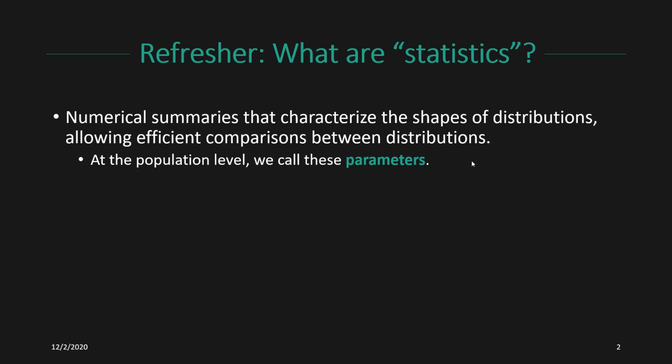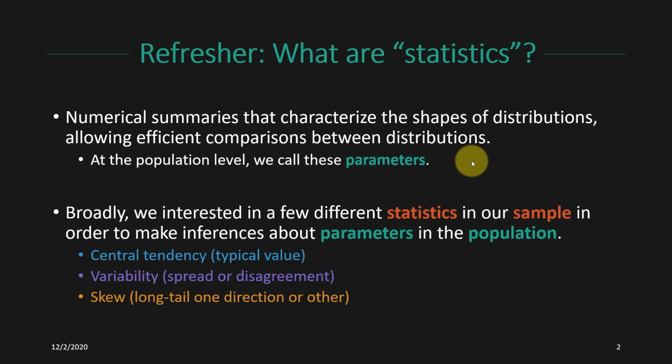And at the population level, we talk about these things as parameters, but in general, we're not actually going to be measuring the full population. We'll be taking some sample. So we can calculate a few different descriptive statistics in our sample in order to try to make inferences about the parameters in the larger population. And broadly speaking, we're going to be interested in measures of central tendency, measures of variability, and measures of skew, or how symmetrical the distribution is.